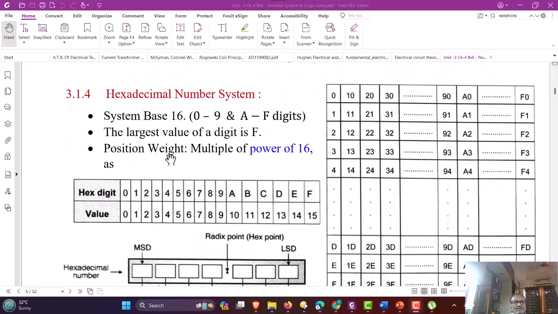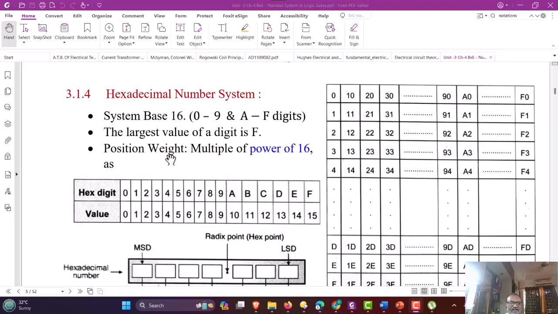Let us see another system, the hexadecimal system. The hexadecimal system has a base of 16. The digits used to represent the hexadecimal digits are 0 to 9 and A to F. So the total number of digits is 16. The largest value of the digit is F. The position weight is therefore a multiple of a power of 16.